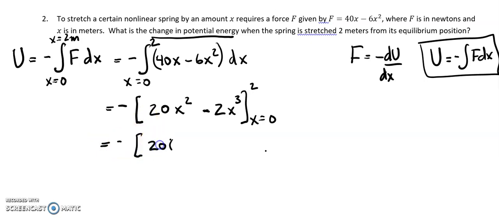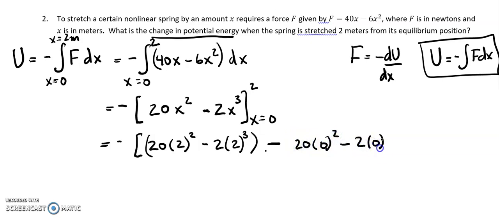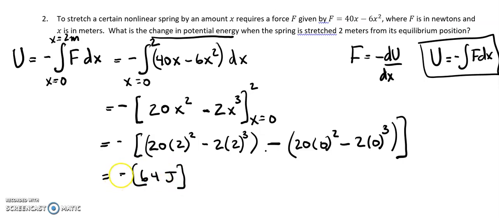So we have 20 times 2 squared, take away 2 times 2 cubed, and then take away 20 times 0 squared, take away 2 times 0 cubed. Then we go ahead and crunch some good old math, and I got 64 joules on the inside, but then we have a negative, so negative 64 joules. Very nice.